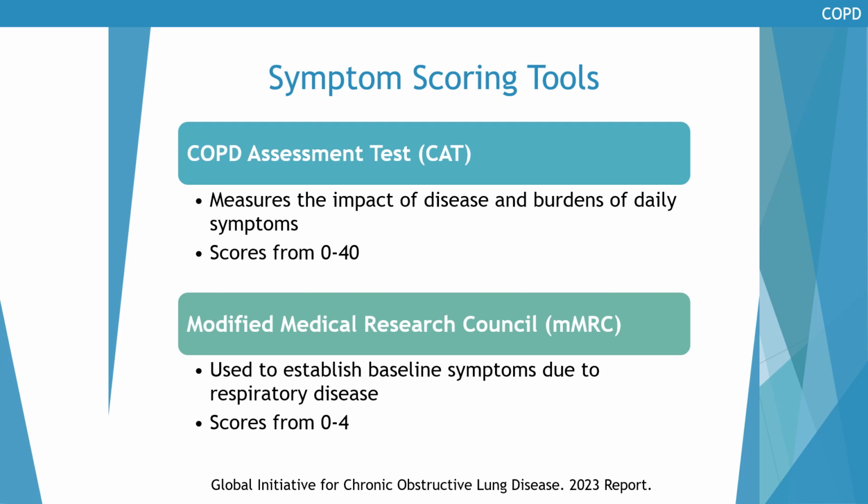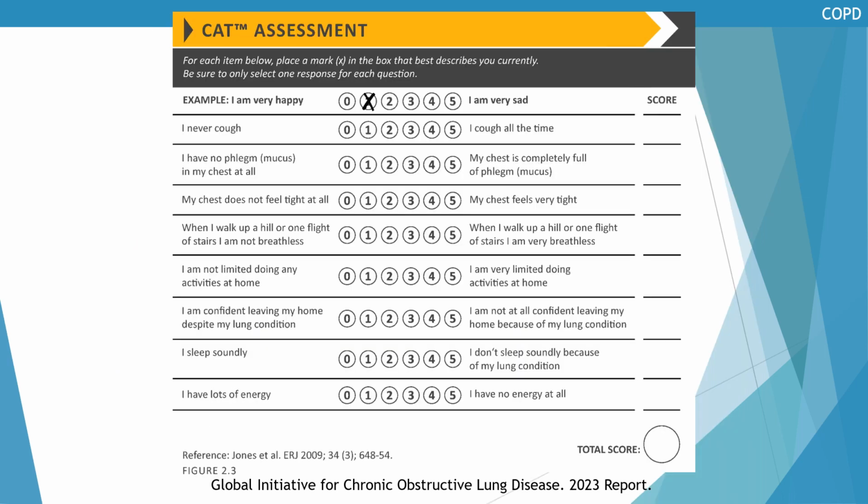The CAT test looks at the impact of disease and burdens of daily symptoms and is scored from 0 to 40. And the MMRC looks at the baseline symptoms due to respiratory disease and scores from 0 to 4. Here's an example of a CAT assessment.